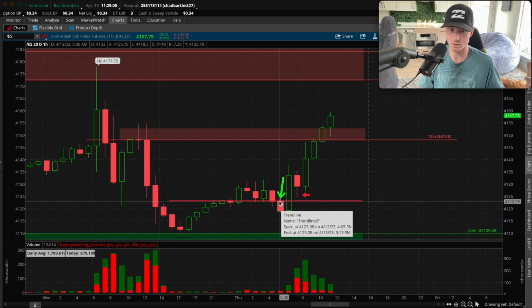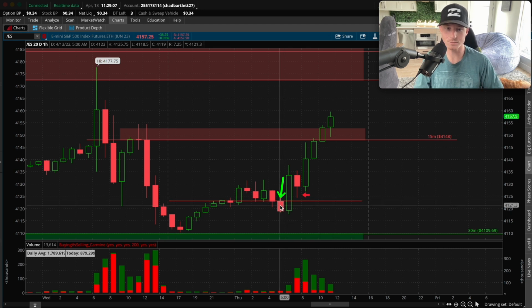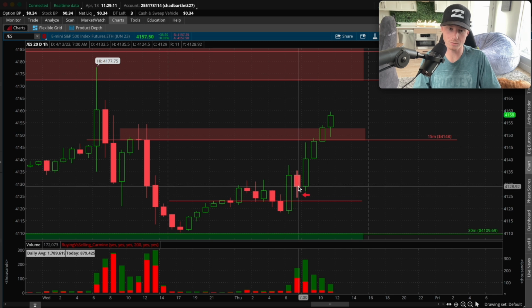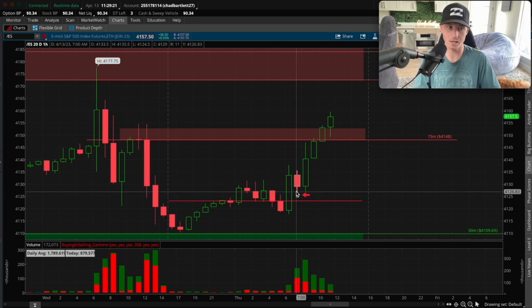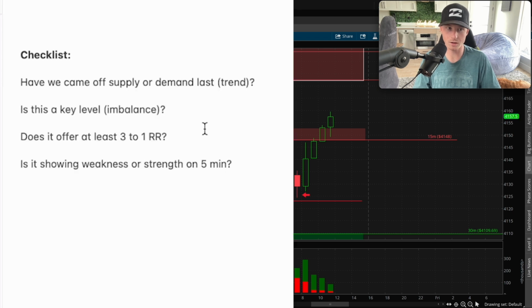So this is how I determine supply and demand zones. This is basically a mini demand zone that got created. Okay, so as we can see, we wicked down into this 41.24. This is where I actually got my entry, and this is how I determined that level to actually enter the trade, right? So that crossed off my second thing in my checklist.